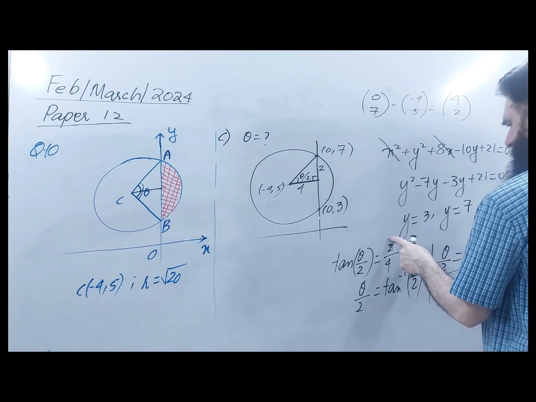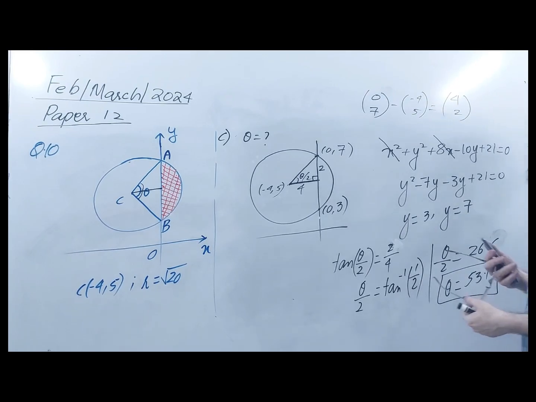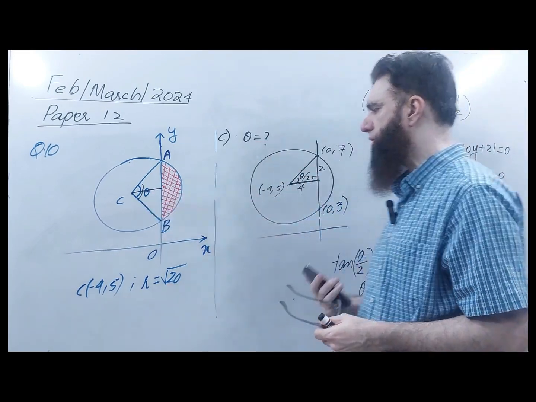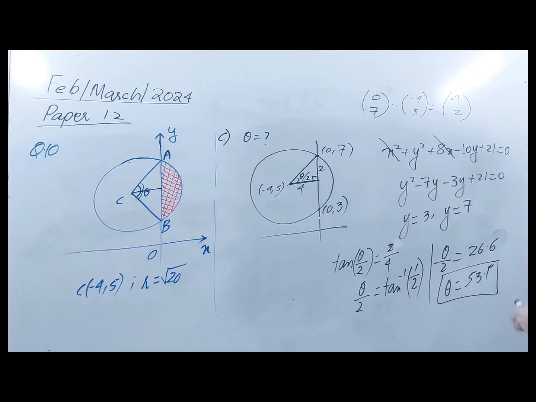Okay, before moving to the D part, I read in the question, theta is in radians. Make sure that you do not make this mistake. We found this angle in degrees. So first we convert our calculator to the radian mode.